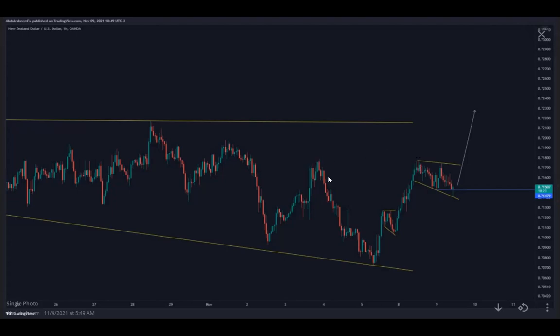So this is another reason why I wouldn't sell, or why I wouldn't buy this. Because price came down here. Okay, can you still see my mouse? Yes, I can see your mouse. Price came down here, then it moved up. Then from here it sold off to break this low.